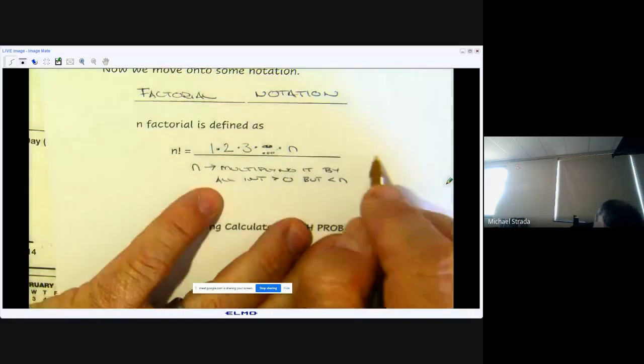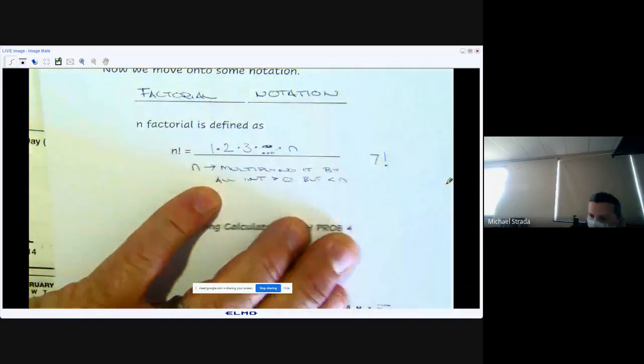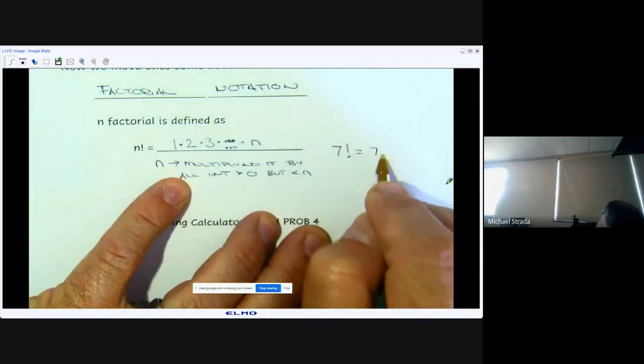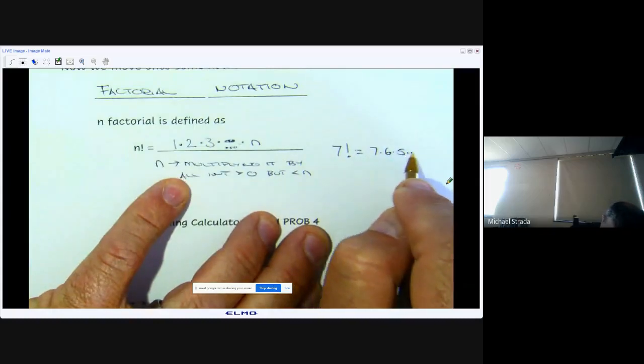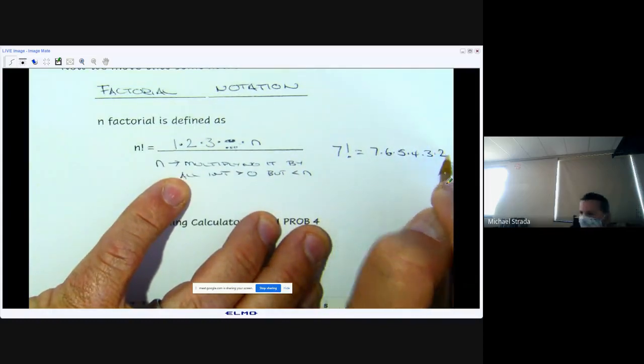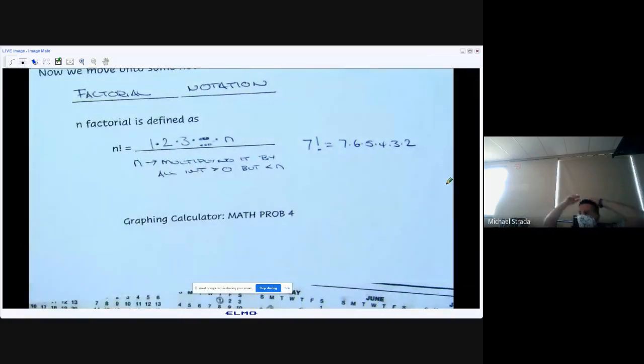So for example, if you had 7 factorial, the result would be 7 times 6 times 5 times 4 times 3 times 2. Your choice if you want to write the 1 or not, because multiplying by 1 is going to make it stay exactly the same.